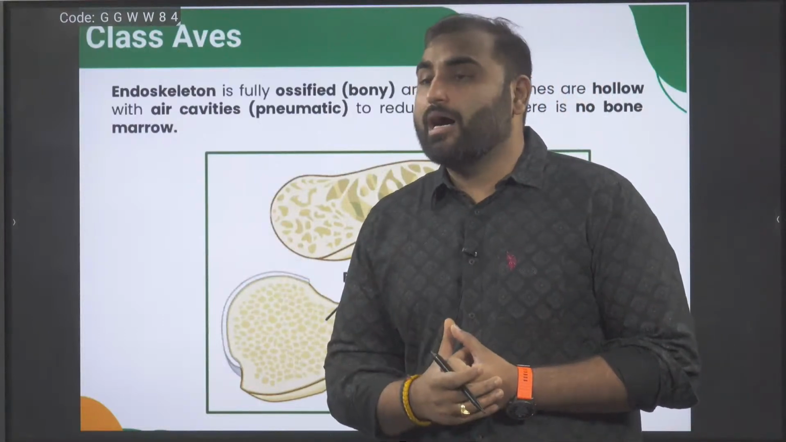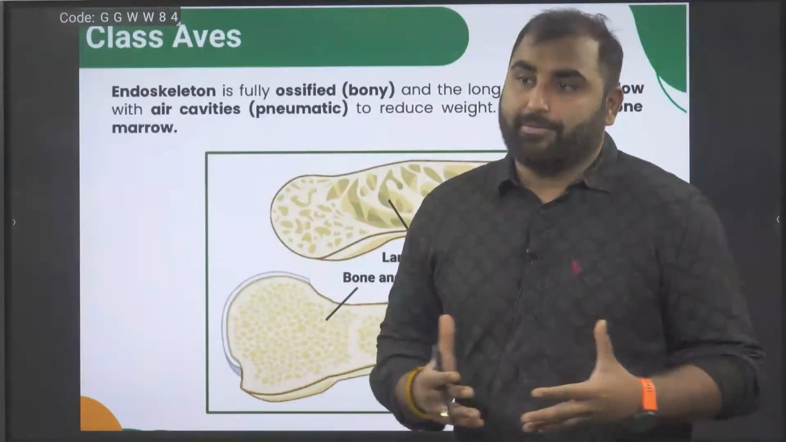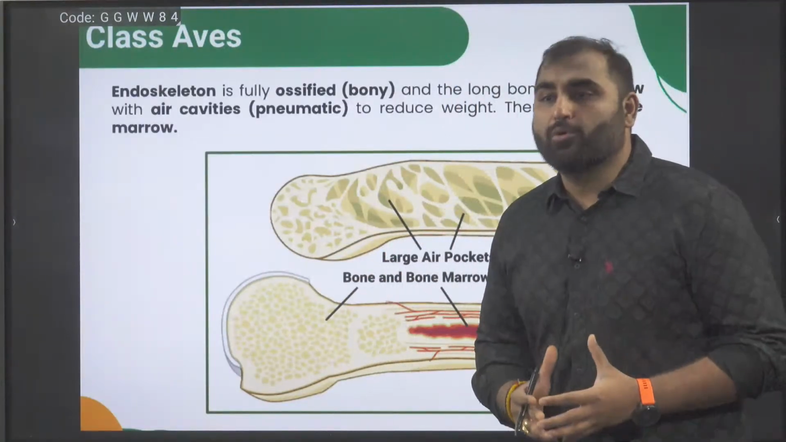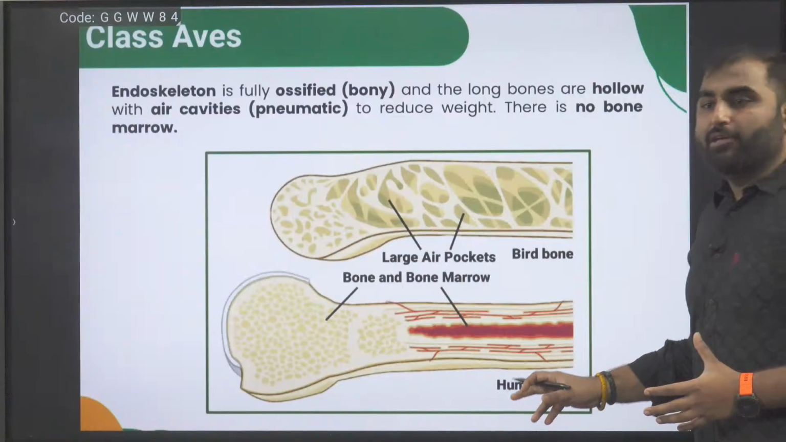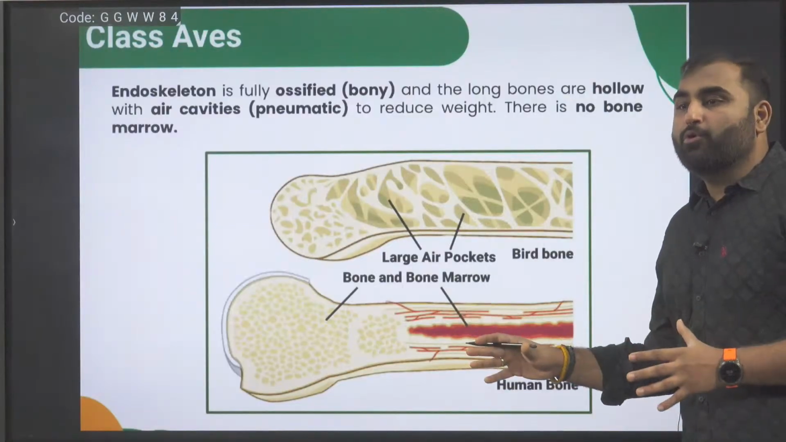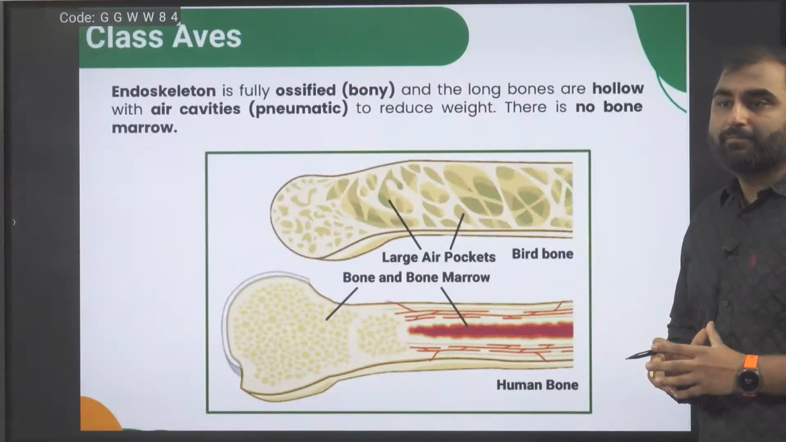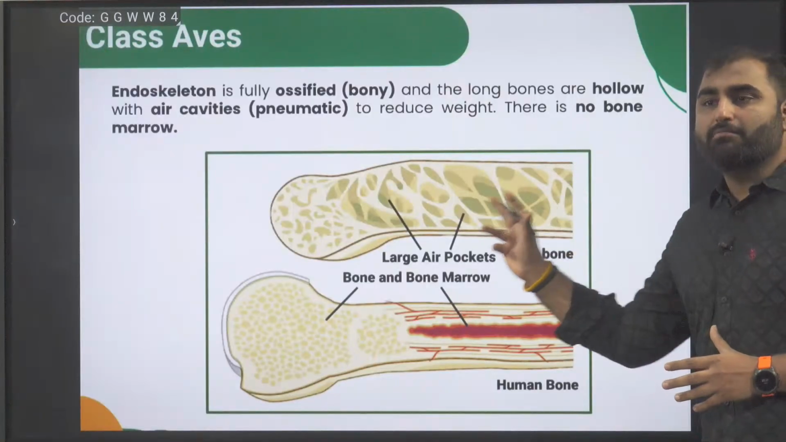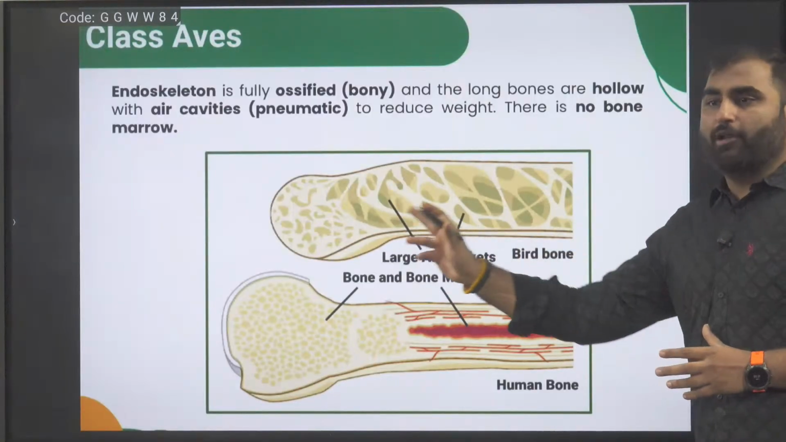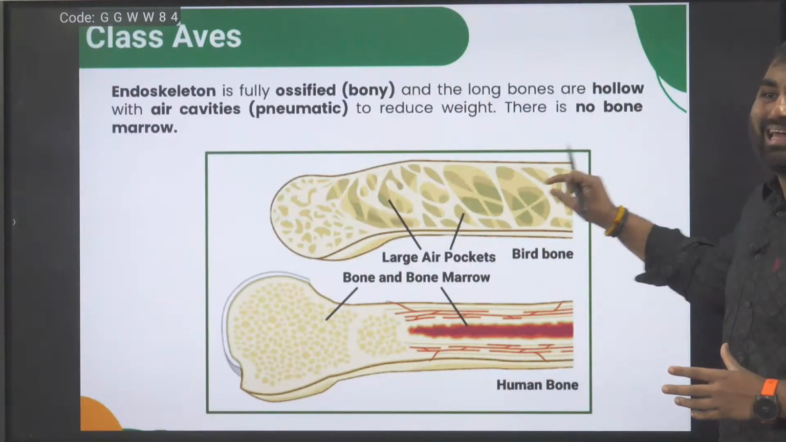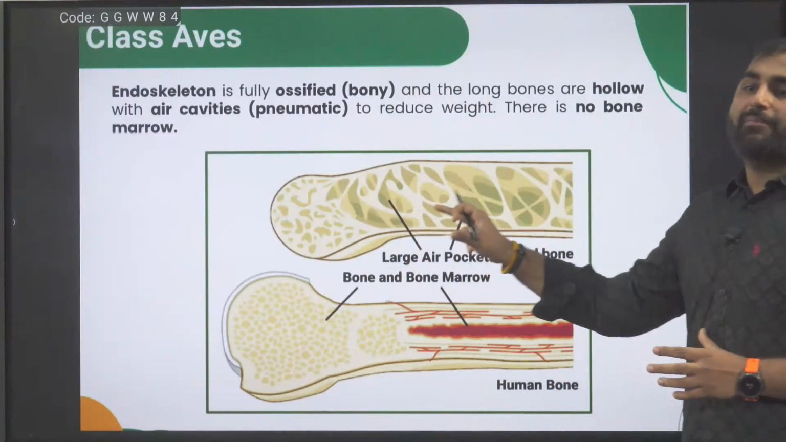So aves, how did they manage to reduce their weight? Weight reduction was done by having hollow bones. Look here, you have a human bone. Human bone is very rigid, tough, having bone marrow inside it, right? Whereas if you see the bird's bone, birds also have long bones, but bird bones have air pockets, air cavities in them. Large air pockets are there.